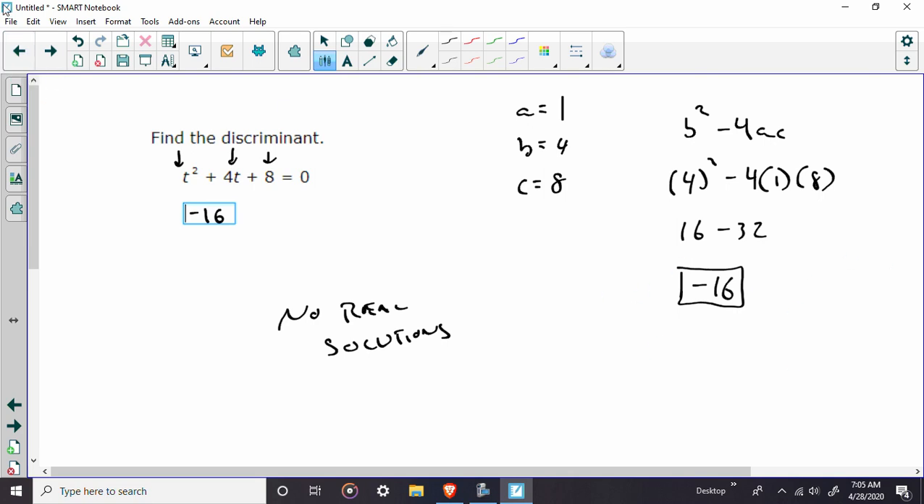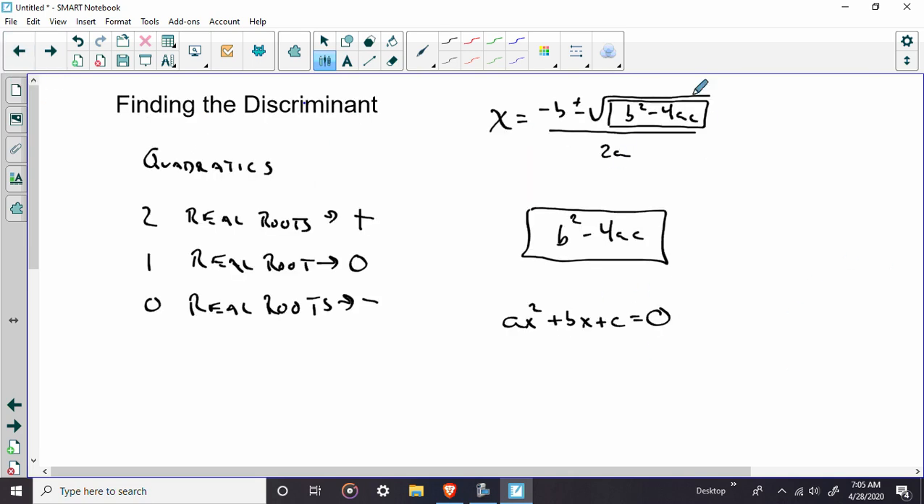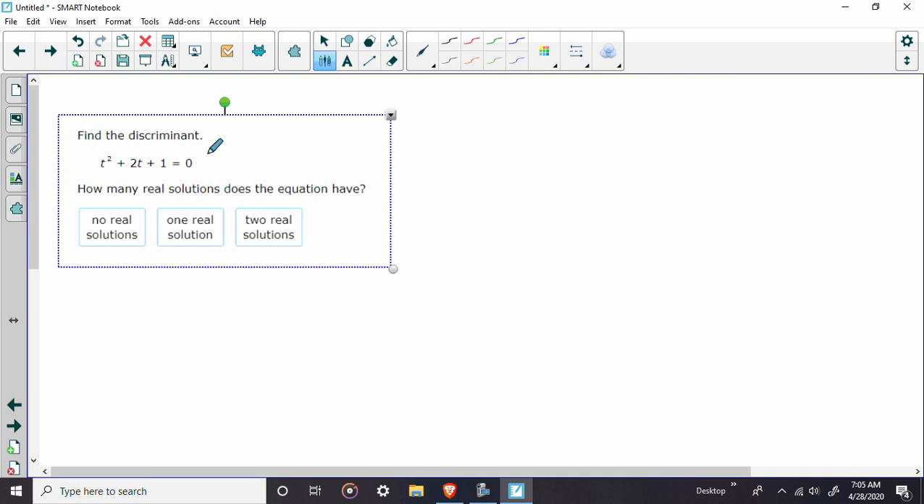Again, what is that number? That number we would want to be taking the square root of. If we took the square root of negative 16, we're going to get two non-real answers. So no good. Okay.